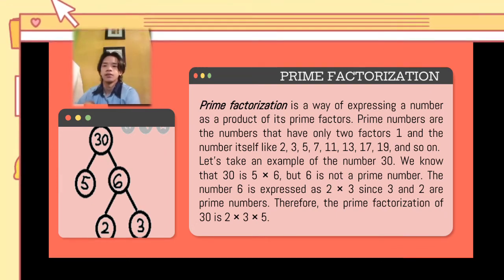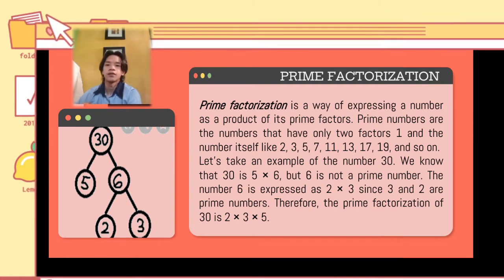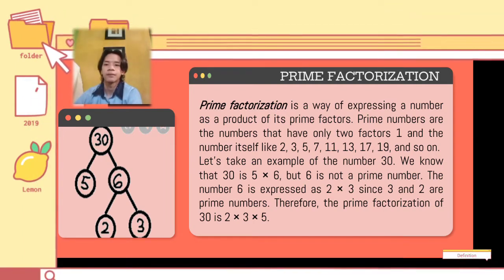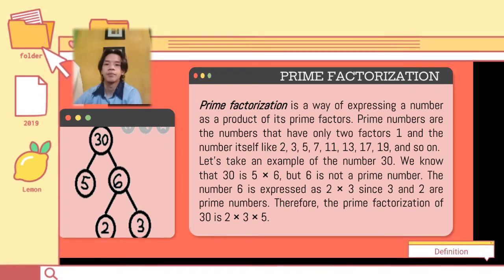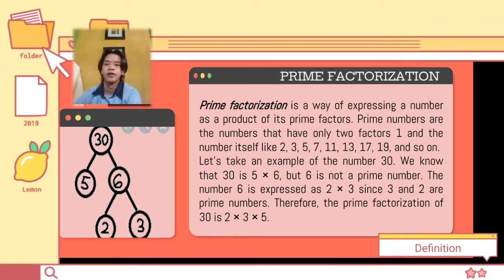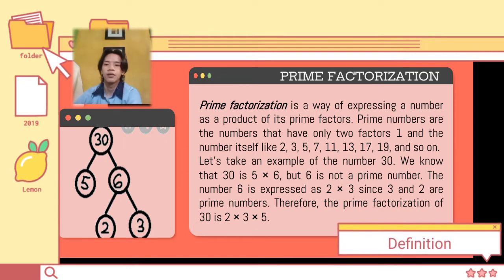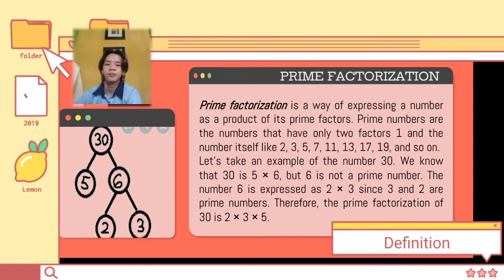What is prime factorization? Prime factorization is a way of expressing a number as a product of its prime factors. Prime numbers are the numbers that have only two factors, like 2, 3, 5, 7, 11, 13, 17, 19, and so on.